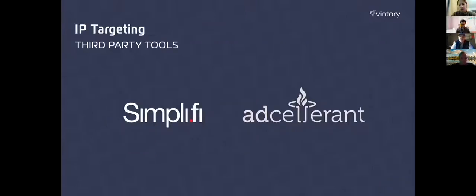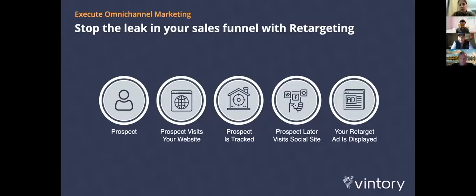All right, so here it is. I'm going to give you the playbook. A couple of different companies that allow you to deploy this are Simplify and AdCellerant, or again, Vintory, we deploy this for all of our partners too.